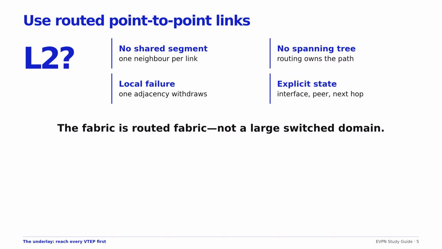Some platforms and designs support IP unnumbered, often with IPv6 link local next hops. These are implementation choices, not different objectives. The objective is an explicit routed adjacency on every intended leaf-to-spine link, with no hidden Layer 2 transit dependency.